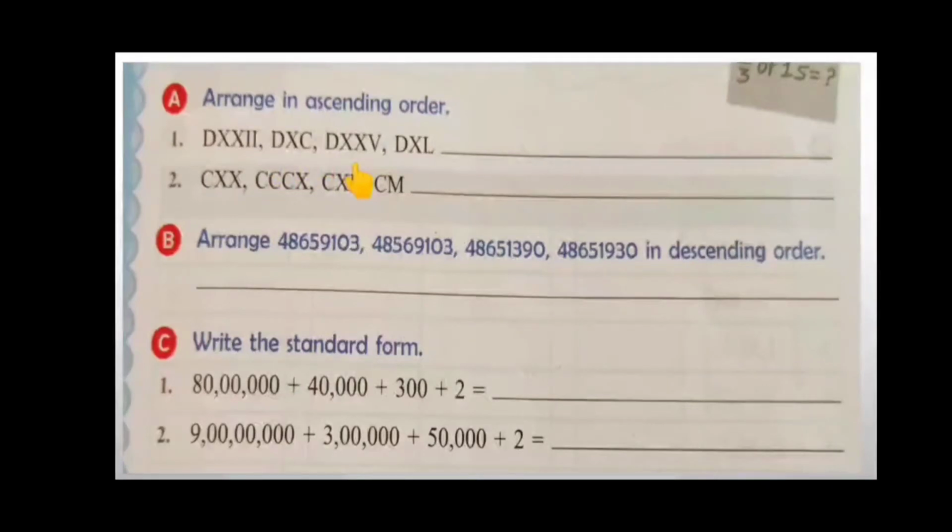Then DXXV. D is 500, X is 10 plus 10, then plus Roman letter V for 5. So altogether if you add, you'll get 525. Then DXL. D is 500, XL. L already we know that is 50. When X comes before L, it is minus 10. So that is 40. So altogether 540.